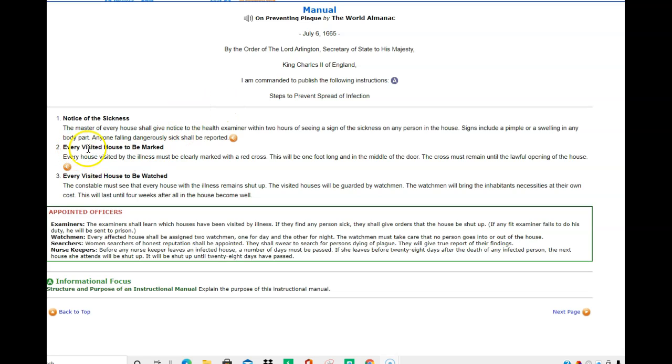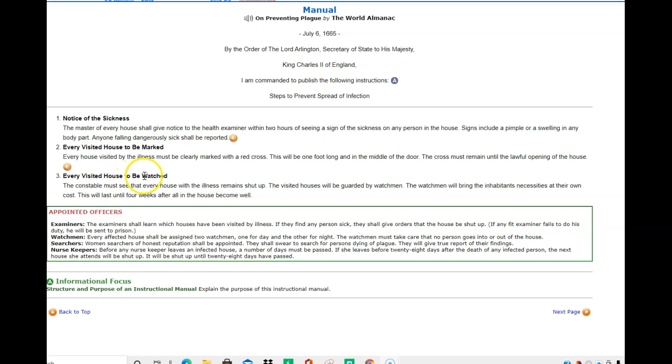2. Every visited house to be marked. Every house visited by the illness must be clearly marked with a red cross. This will be 1 foot long and in the middle of the door. The cross must remain until the lawful opening of the house.